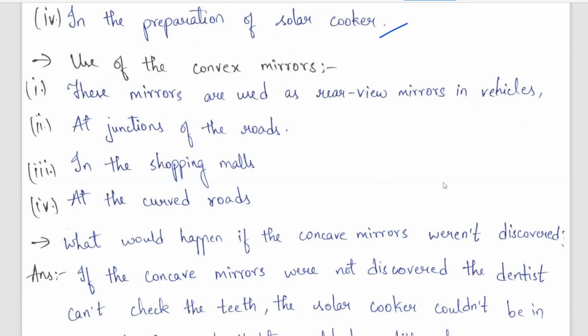So next, the uses of convex mirrors are, they are used in rear view mirrors in vehicles. Like you will have mirrors in front of your vehicles, right? We are using convex mirror there. And at the junctions of the roads, in shopping malls, at curved roads. Okay, so these are the uses of concave and convex mirrors.